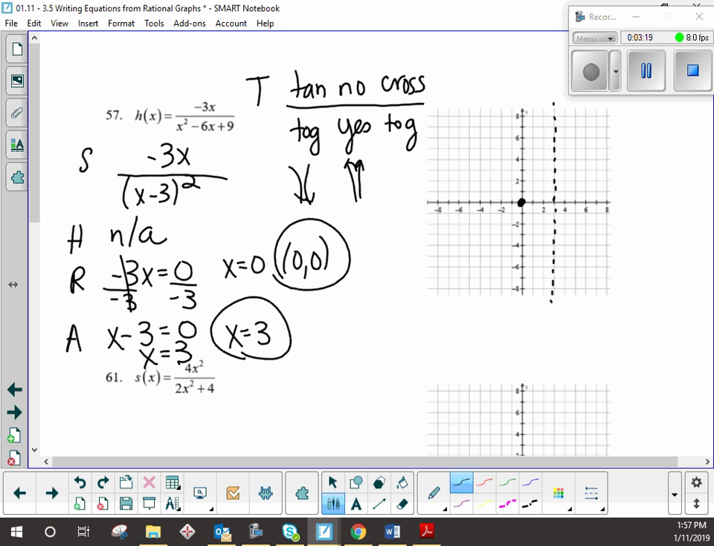And then E stands for end behavior. And y'all were on that while you were going through your cheat sheet. You're looking at your leading terms. It's -3x on top and x squared on bottom. What is that, balanced or bottom heavy? Bottom heavy. What's the horizontal asymptote by default? Y equals 0, right? That's on your cheat sheet, so that's y equals 0. I'm going to put that in here.